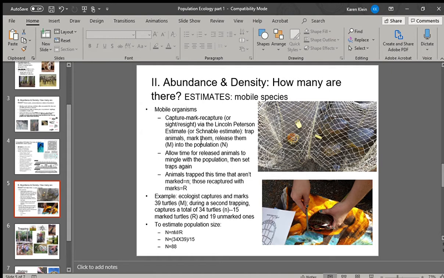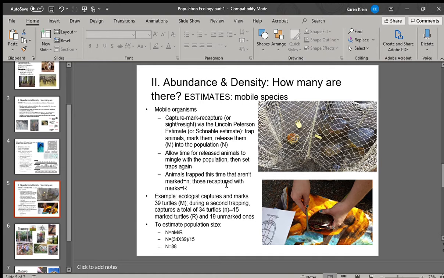And the estimate of the population, just through some simple math, is basically a ratio of the new ones you captured the second time versus the ones you recaptured, the previously marked ones during the second trapping. So, for instance, we can look here.